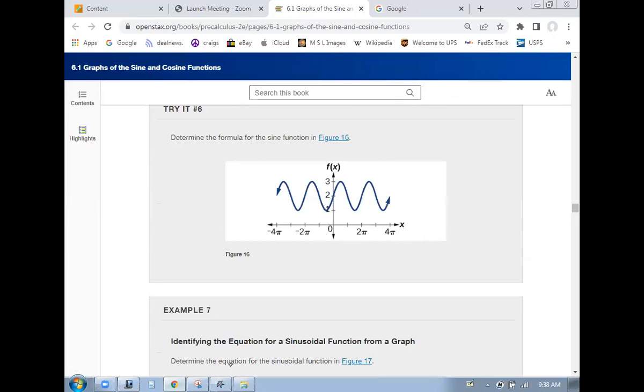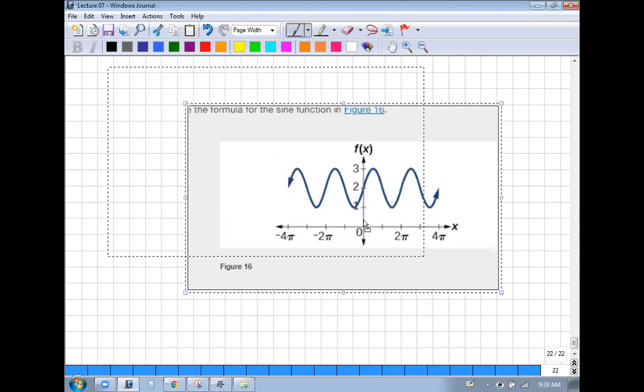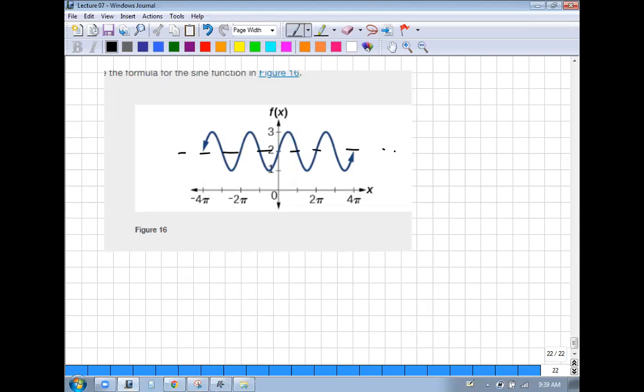Here's another one. Okay, so whatever it is, it's been shifted up by 2. It looks like a sine, it starts here, so let's do sine. The amplitude is 1, so I don't need anything out front. The period is 2 pi, so I don't need to multiply it by anything. It's not shifted. This is just sine x plus 2.